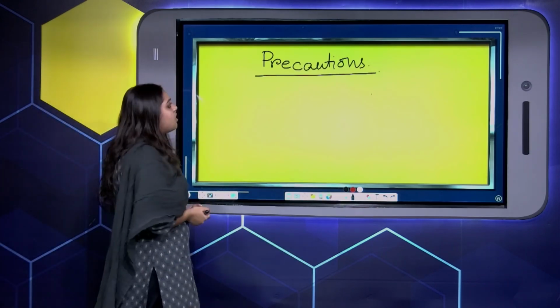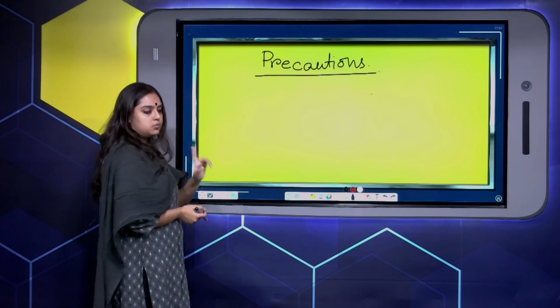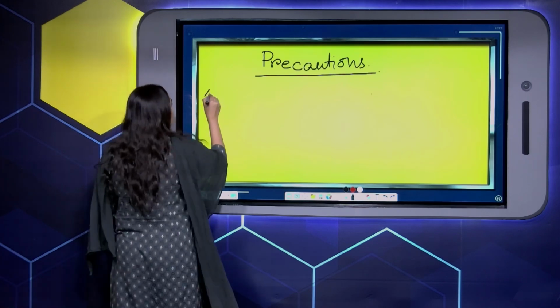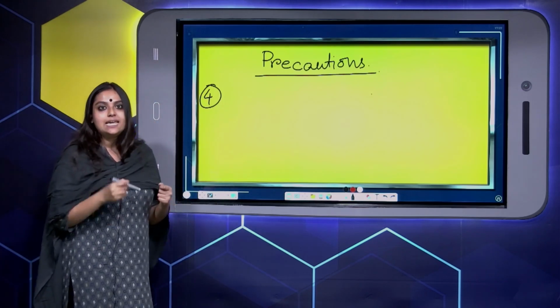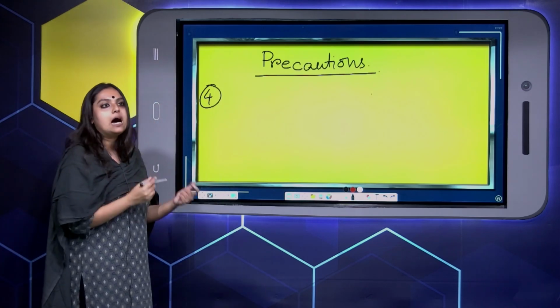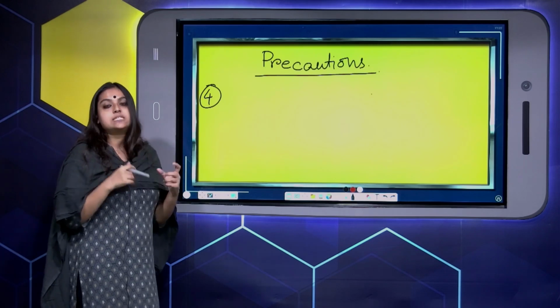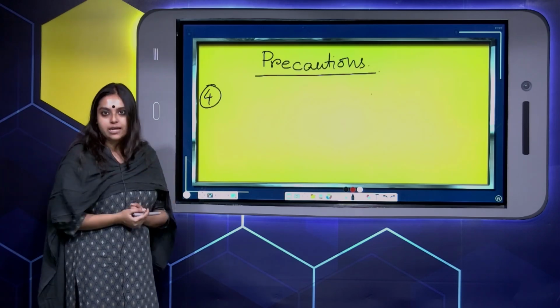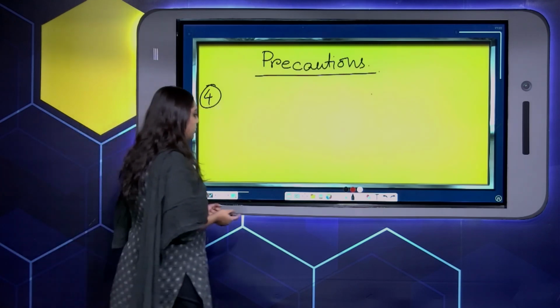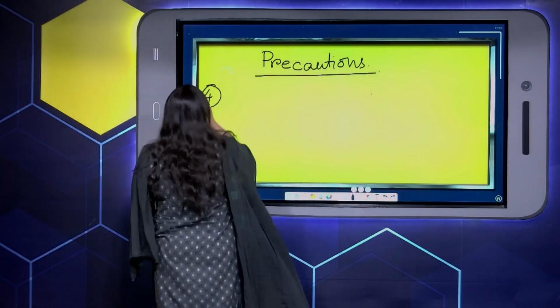Other precautions of thermometer, one more precaution I'm going to tell you. The fourth precaution is it should not be hit to a hard substance. If it is hit by a hard substance, it may break, right?